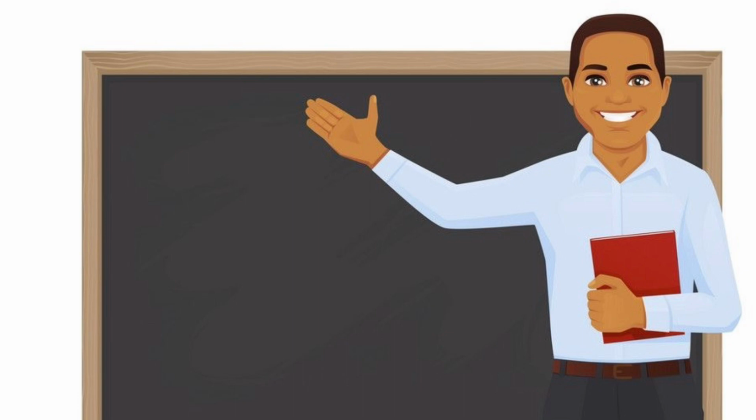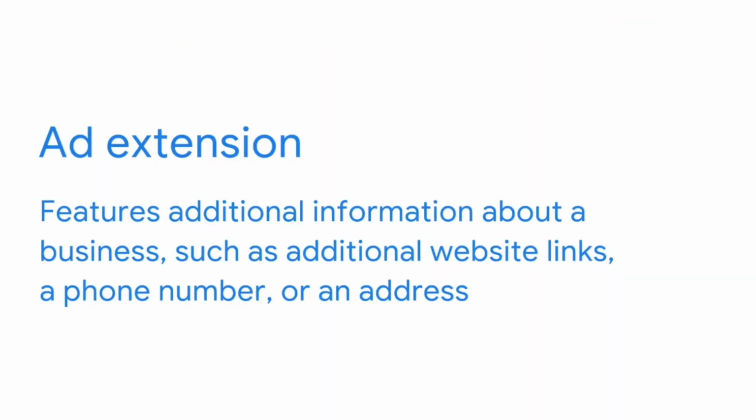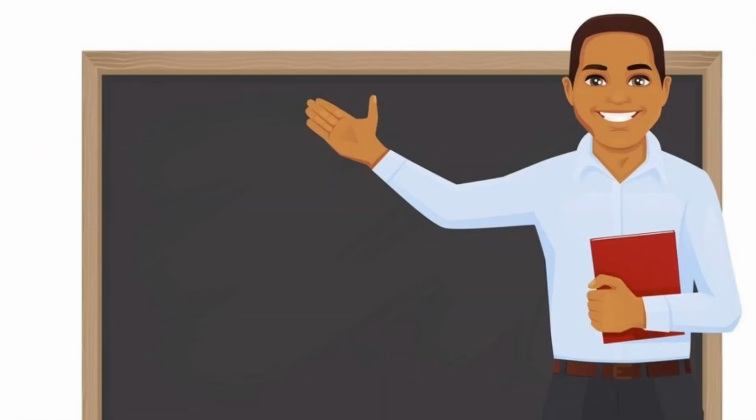For several Google ad types, there are several options for what is called an ad extension. An ad extension features additional information about a business, such as additional website links, a phone number, or an address. There are several ad extensions. Here are a few you should know about.